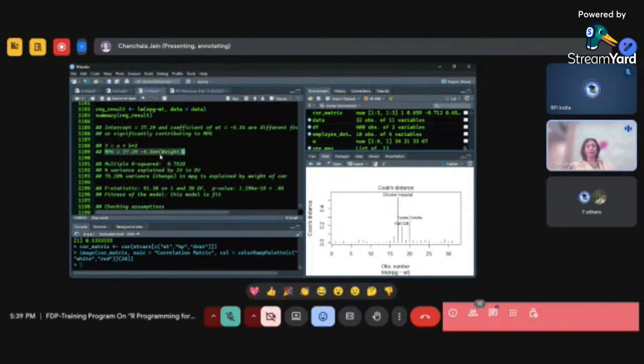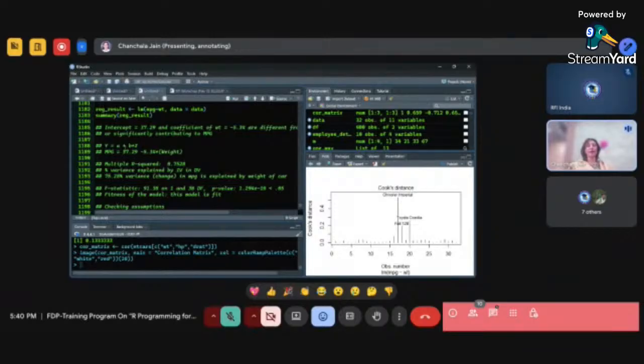So here, why I'm saying this? Because now we need to talk about, as I said, these should be significantly different from 0, right? So if I'm assuming the weight of the car is 0, meaning this term will be 0, even then there will be some MPG, miles per gallon, for the car. That value will be this 37.29.